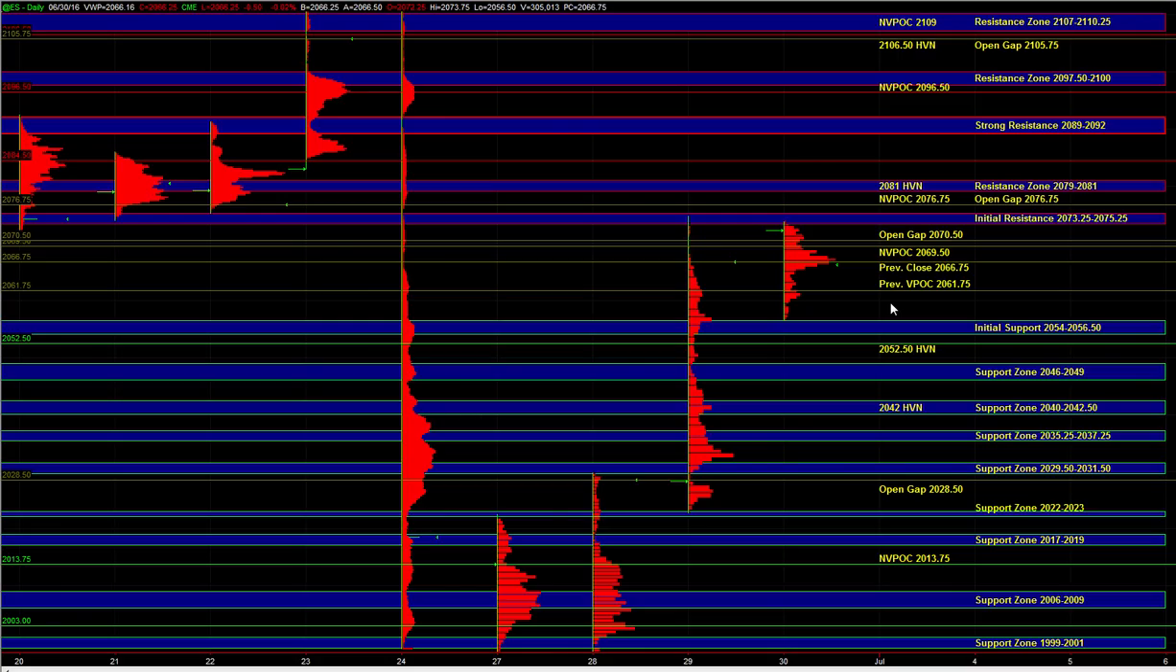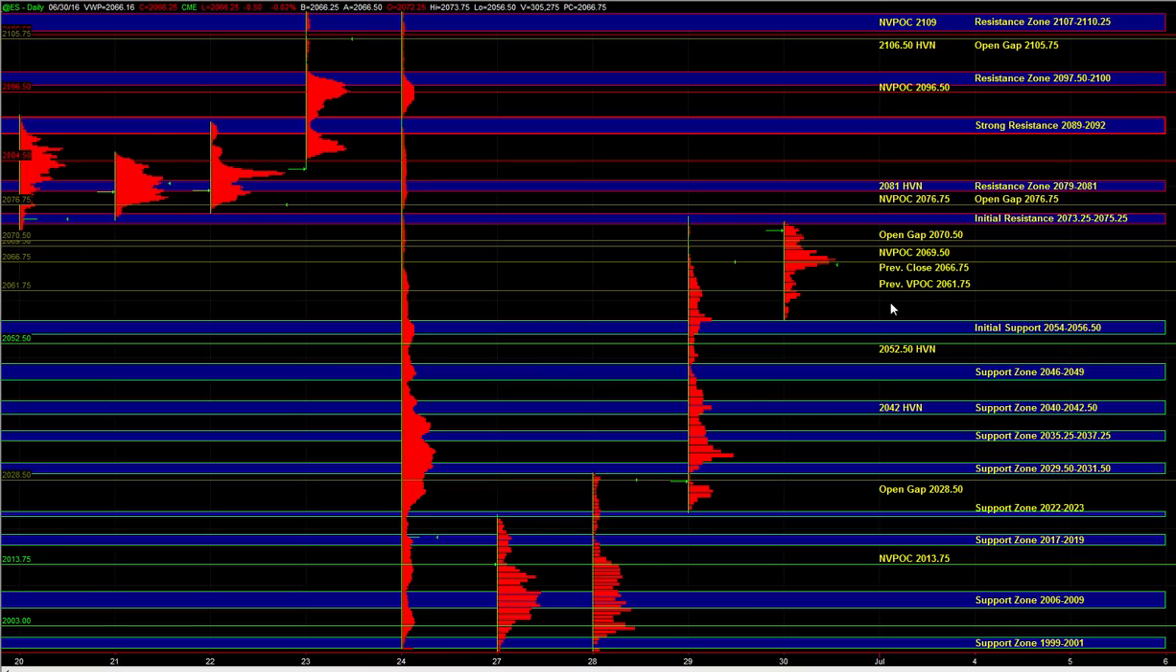Ideally, we actually get some follow through and we get some balancing activity. Otherwise, you're just trading in a very volatile range and it becomes an even more challenging market to get involved with. So off the open, keep an eye on the previous VPOC 61.75, see how the market's responding to that.